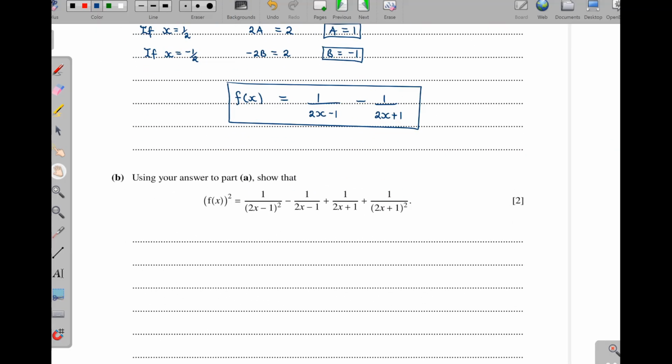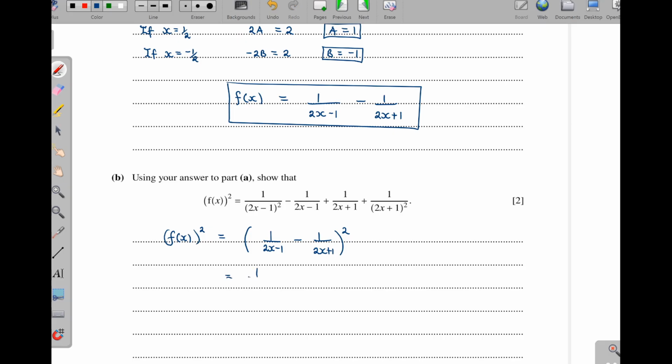Then part B, using your answer to part A, show that f of x squared is this. Now f of x squared is going to be, this is our f of x here. So I will say 1 out of 2x minus 1, then minus 1 out of 2x plus 1, and then squared. So what are we going to have? You square it.